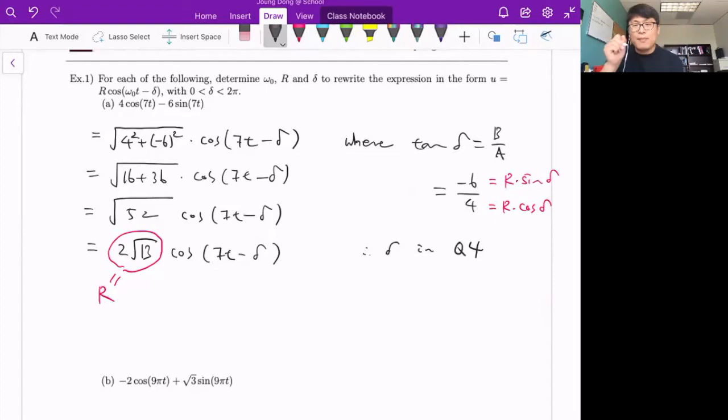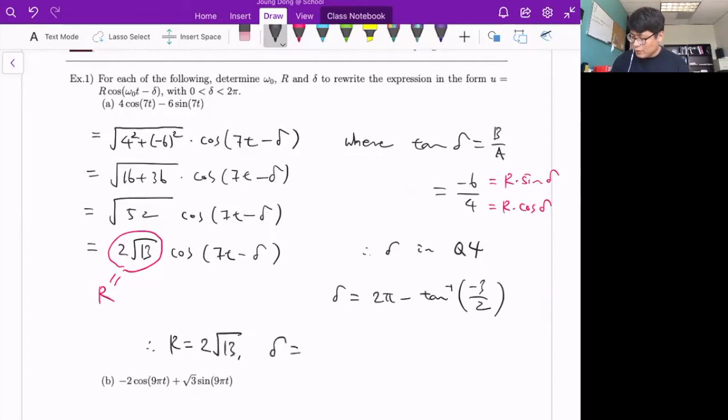Keep in mind that the inverse trig function will give you only the reference angle, between 0 and 90 degrees. So to put that in the fourth quadrant, your delta must be equal to 2 pi minus arctangent of 3 over 2, which is 6 over 4. So my answer is R equals 2 square root of 13, and delta equals 2 pi minus tangent inverse of 3 over 2.